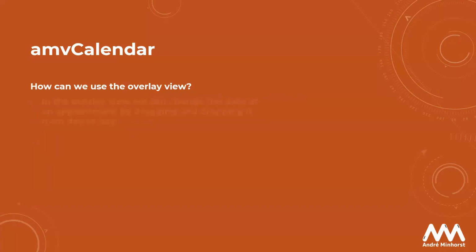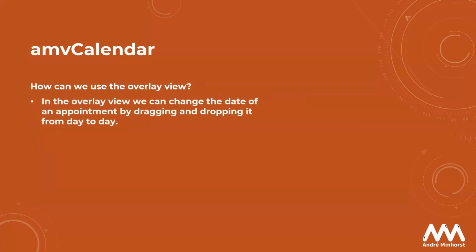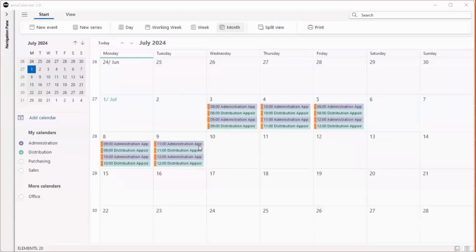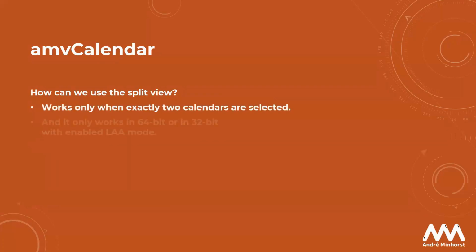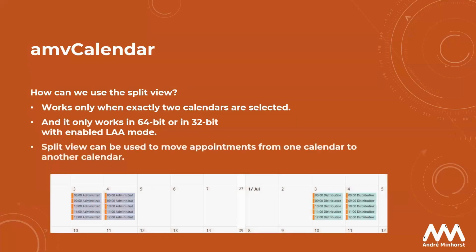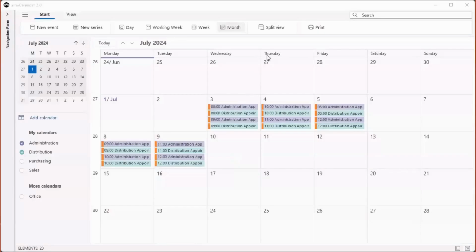How can we use the overlay view? In the overlay view, we can change the date of an appointment by dragging and dropping it from day to day, for example. How can we use the split view? It works only when exactly 2 calendars are selected. And it only works in 64-bit or in 32-bit with enabled LAA mode. Split view can be used to move appointments from one calendar to another calendar.